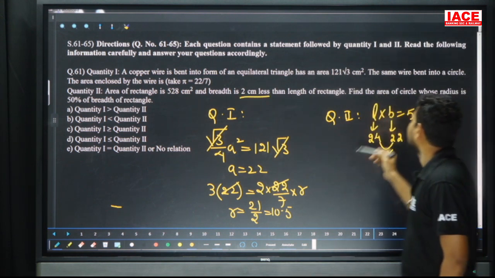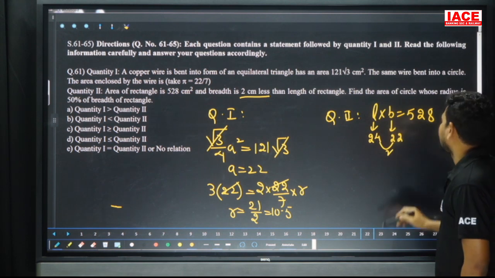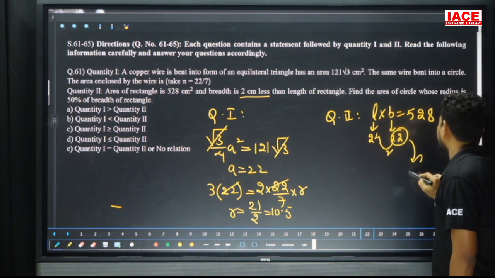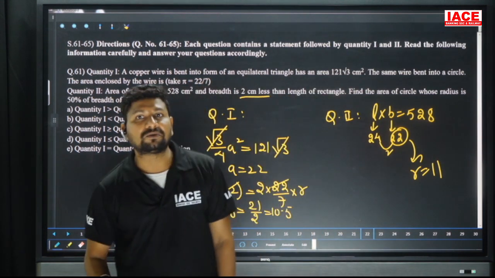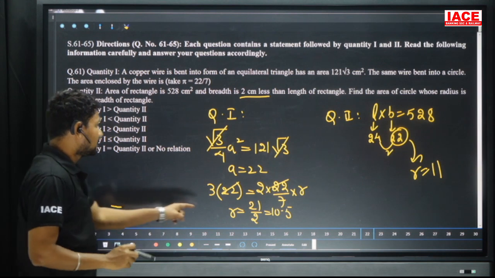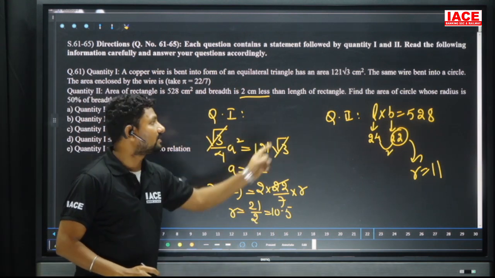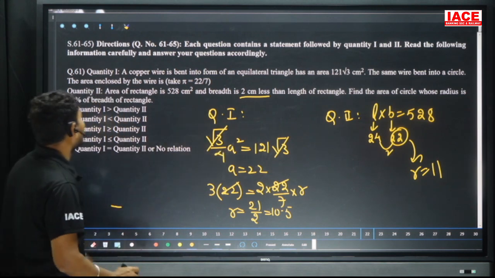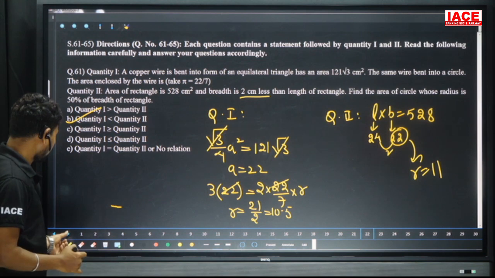Find the area of a circle whose radius is 50% of the breadth. Breadth is how much? 22. Then radius becomes 11. If the radius is more, compulsorily you will get more area. If the radius is less, we will get less area. Quantity 1 radius is 10.5, quantity 2 radius is 11. That means quantity 2 is bigger than quantity 1. Then option B is the correct answer for this question.